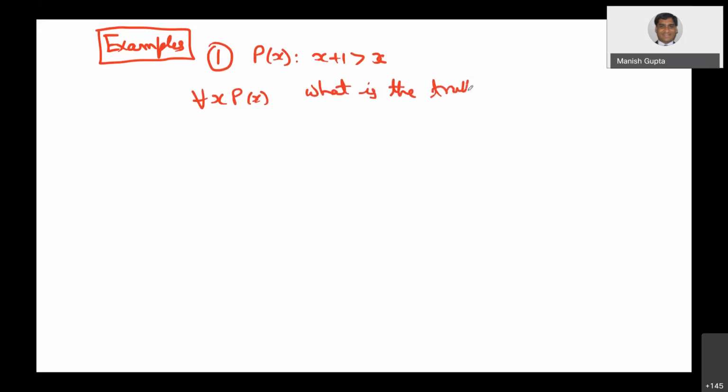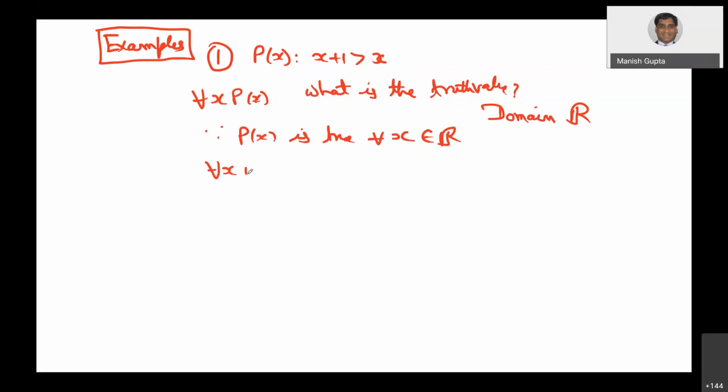So it is a tautology. Good, truth value. We can assume of course that the domain is real numbers, right? Since P(x) is true for every x in R, this is a straightforward statement. So the quantification for every x P(x) is true, right?